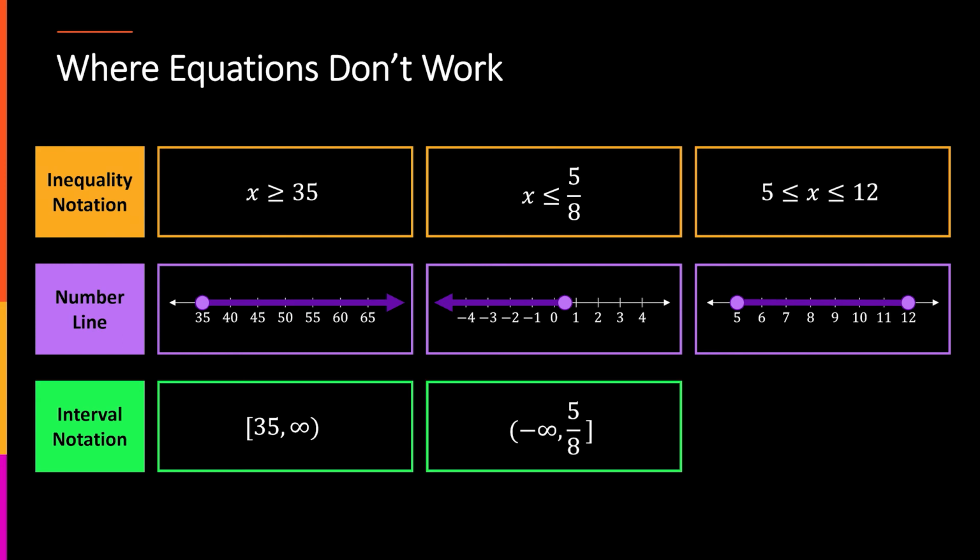Likewise, less than or equal to 5/8, I can take anything that's less than, including any negative number. So that's why I have that negative infinity there. Up to 5/8, including 5/8. And if 5 and 12 are bounds, then I'm going to use up to 12 or down to 5, everything in between. So that's how I get my interval down here. Okay.